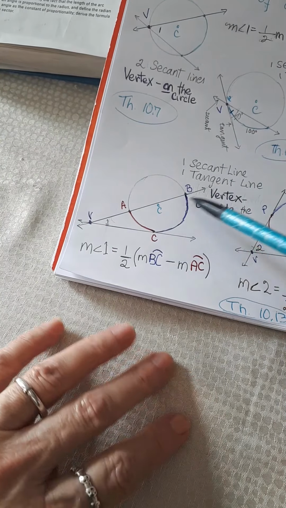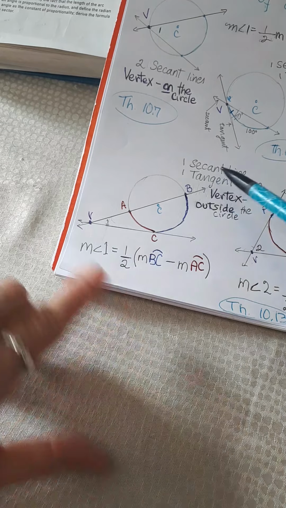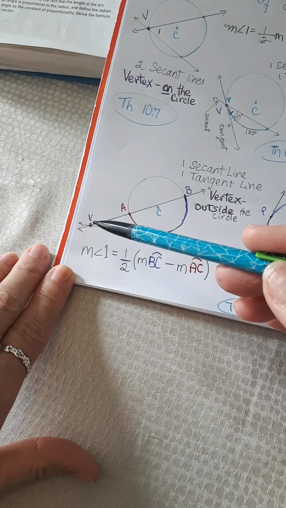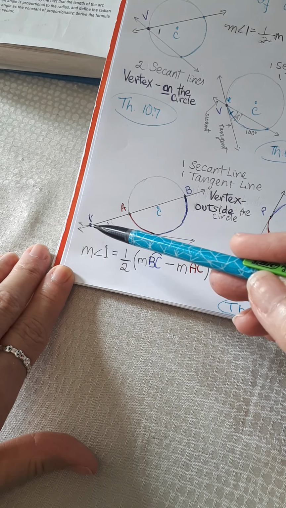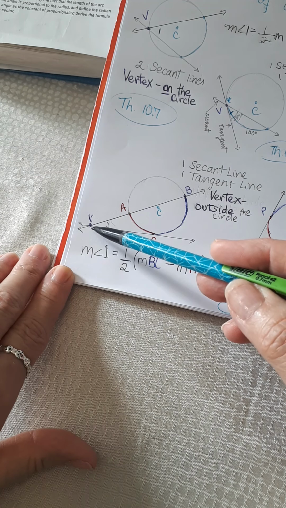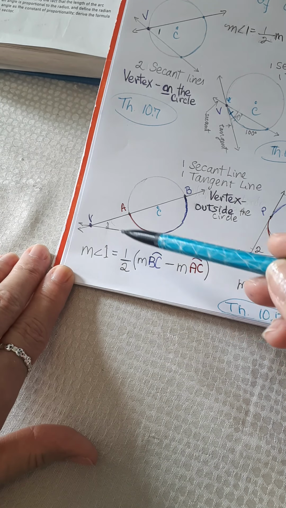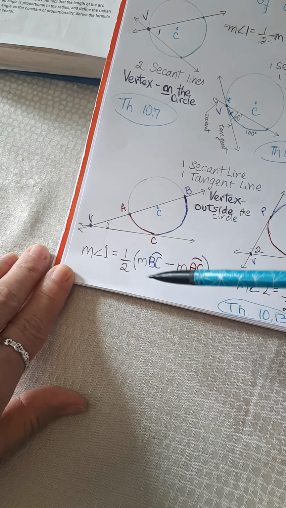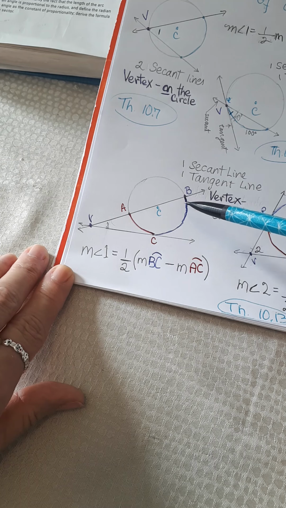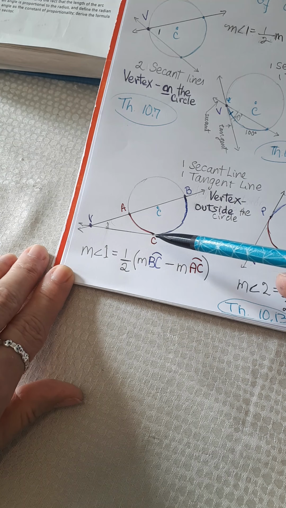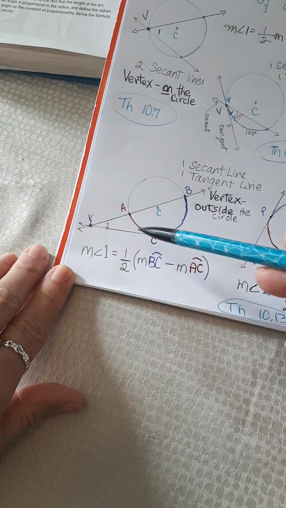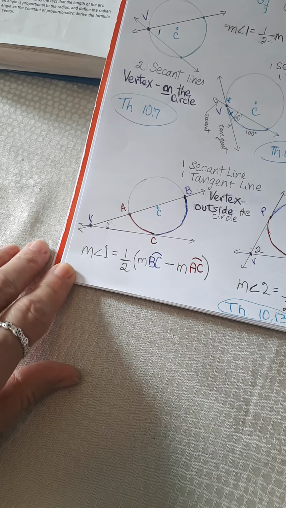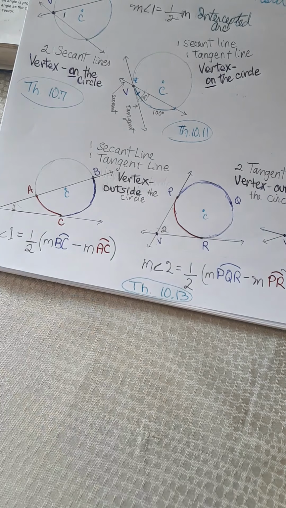If the two lines, one is a tangent line and the other one is a secant line, and they intersect outside the circle, then the angle formed, in this case angle 1, will equal the major arc minus the minor arc divided by 2. Theorem 10.13.